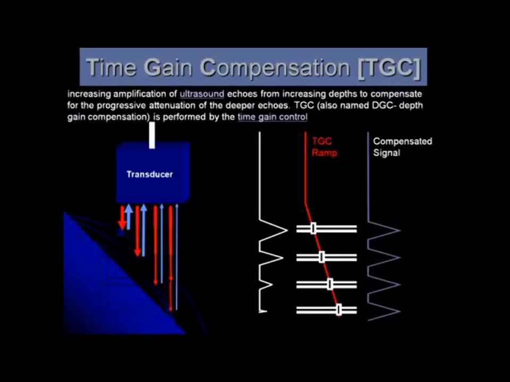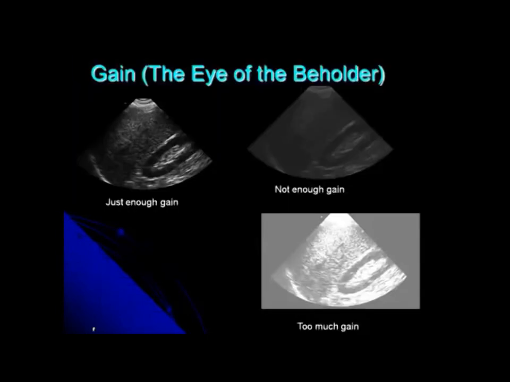The time gain compensation, or TGC, adjusts for the attenuation of the signal through tissue, and if you don't compensate by amplifying the deeper echoes to a greater extent, you won't get an even looking image. So that's what the TGC controls are for. And again, the presets will give you usually a pretty good image.